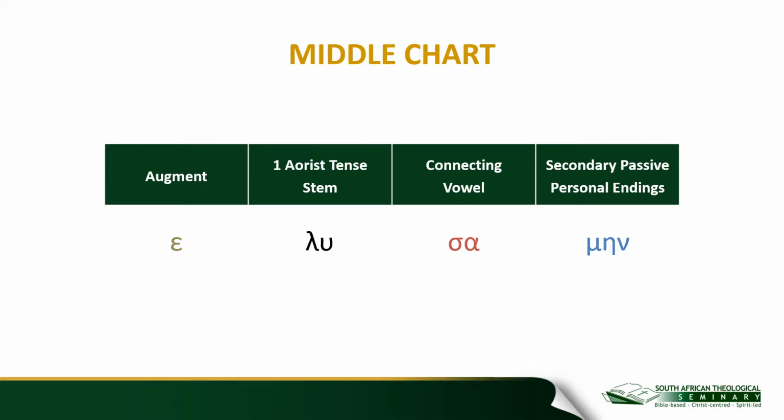The aorist is an augmented tense, therefore it takes secondary personal endings. Once again, note that there is no connecting vowel. Since the tense formative ends in a vowel, there is no need for a connecting vowel to help join the personal endings. So augment plus tense stem plus tense formative sa plus secondary passive personal endings.